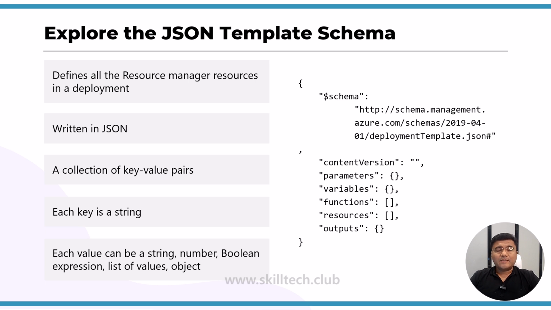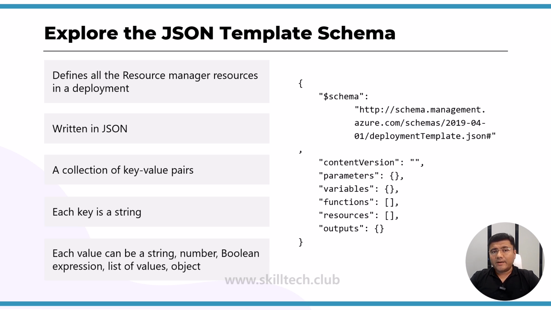If we have a look at the JSON template schema, as I said, all the JSON files are nothing but key value pairs. But if you see the schema, it's actually going to define all the Resource Manager resources in the deployment. It's going to be written in JSON. It's going to have a collection of key value pairs, and each key is nothing but a string, and it's going to have some associated values with that. While defining a JSON template, you can provide parameters, variables, functions, resources, and outputs, which are going to be interlinked inside one Azure Resource Manager template.